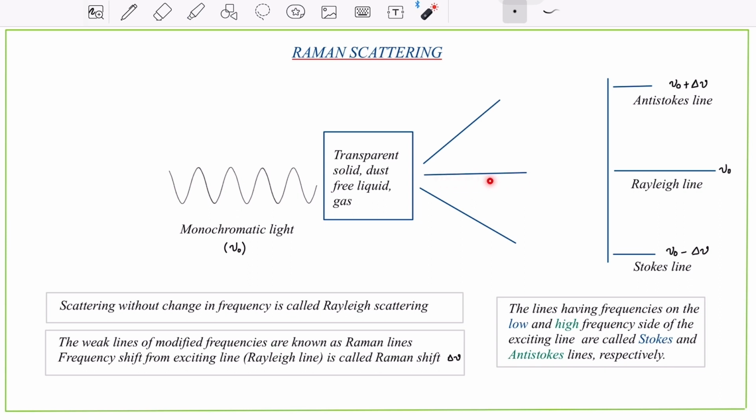Most of the scattered radiation has the same frequency as the incident one. In the figure, it is represented as the Rayleigh line, which has the same frequency nu 0 as that of the incident frequency. However, a few are scattered with a difference in frequency. A few means 1 in 10 raised to 6. This is represented as anti-Stokes lines or Stokes lines. This phenomenon we will call Raman scattering.